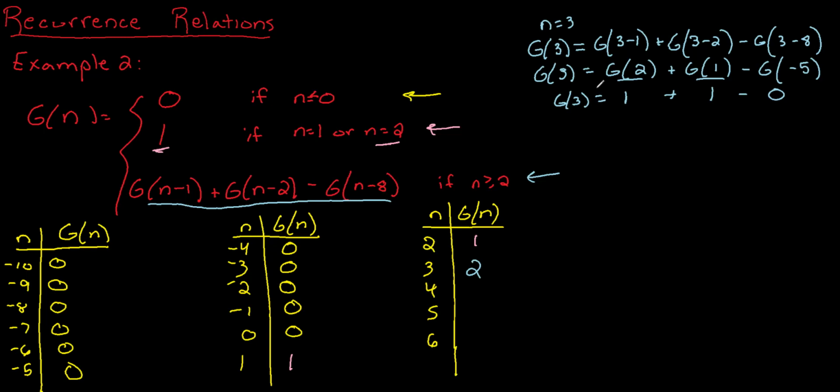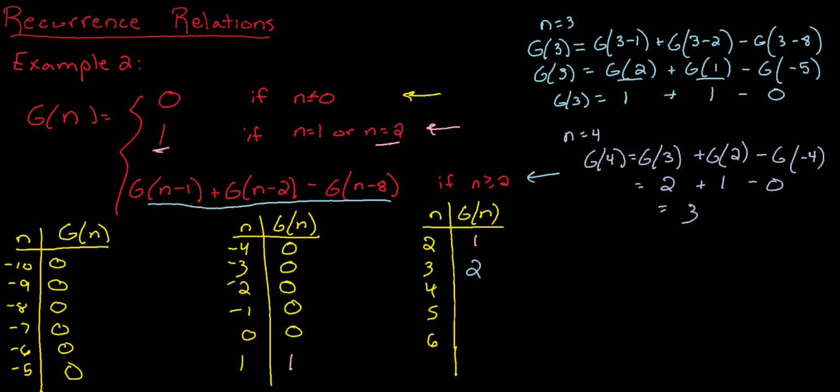Let's do one more. This might be a good place to pause the video to see how you're doing with the formula. So if you want to pause the video and come back and check the answer, you're welcome to do that. Okay, so when n equals 4, I'm getting a value of 3. And you can keep on going with this calculation.